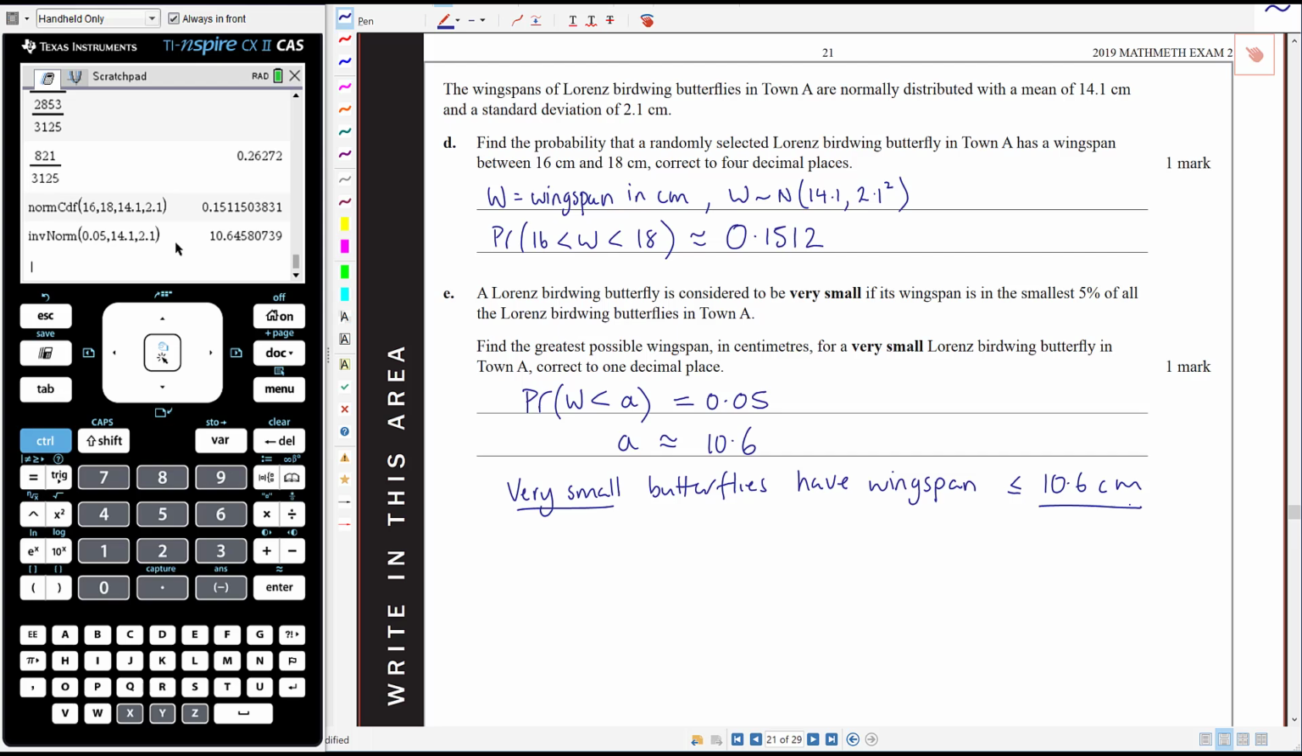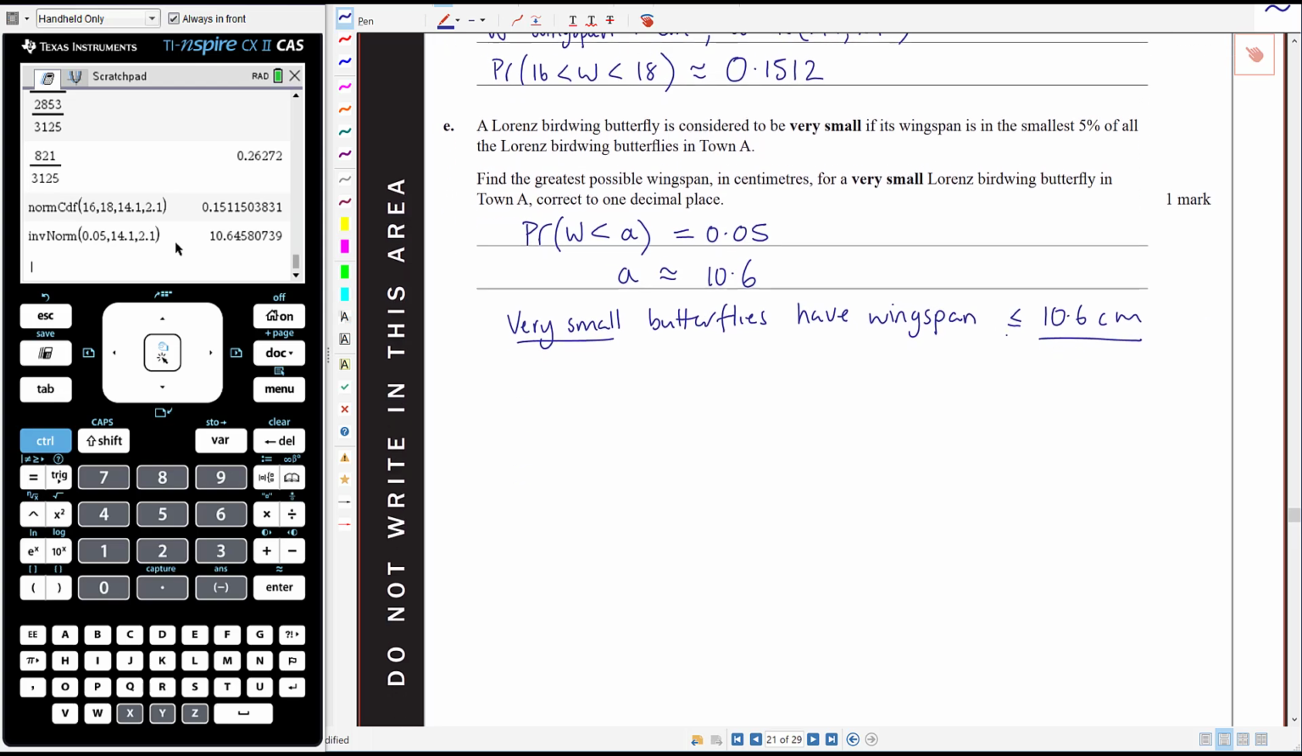So the greatest possible wingspan is 10.6 centimetres. Okay.